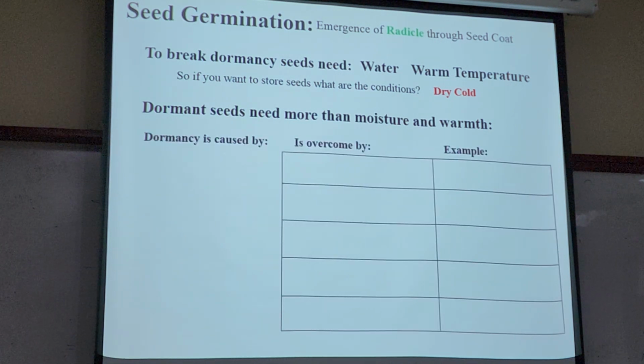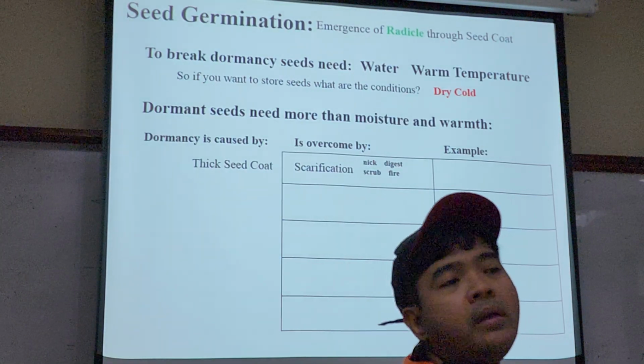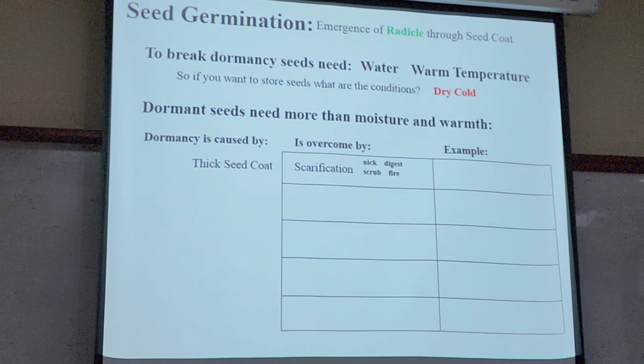So that's a summary table of what's happening. Dormancy is caused by a thick seed coat. This can be overcome by scarification. Example, scarification actions: nicking, digesting, scrubbing, fire. Remember the eagle story? Yeah, so the fire. Can you set the seeds on fire? Actually, in a way you can, but we don't really do it in tropical countries. What example is that? Pine cone. Some people actually burn it. When they get the seed out of it, the seed is actually ready to germinate.